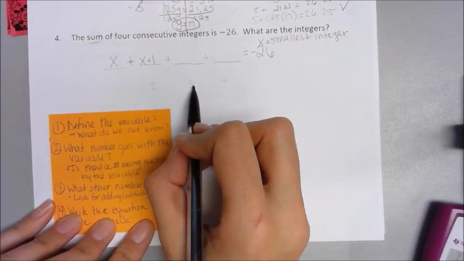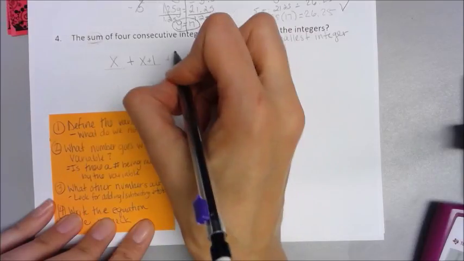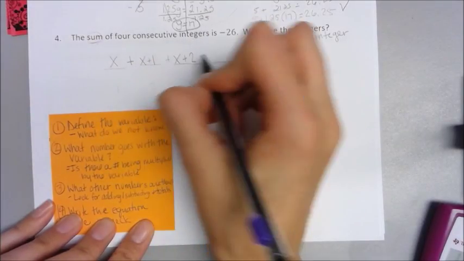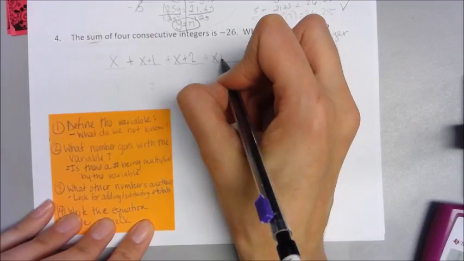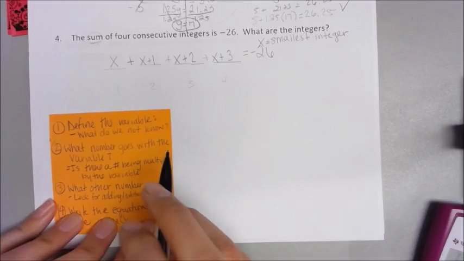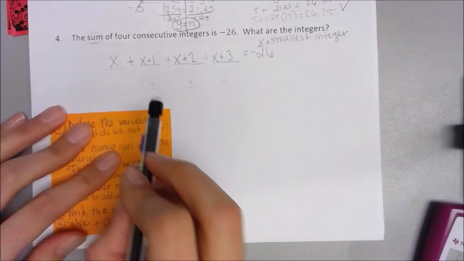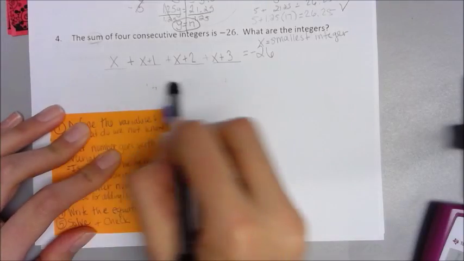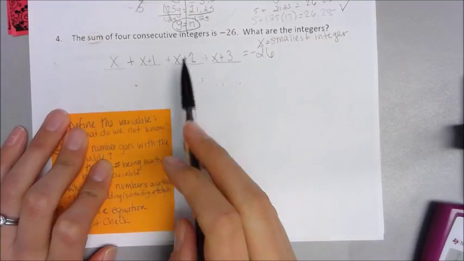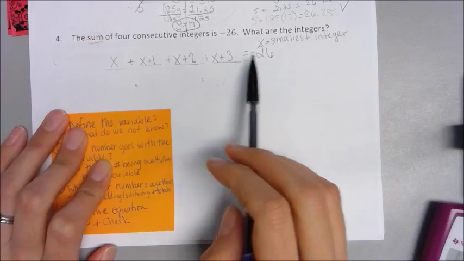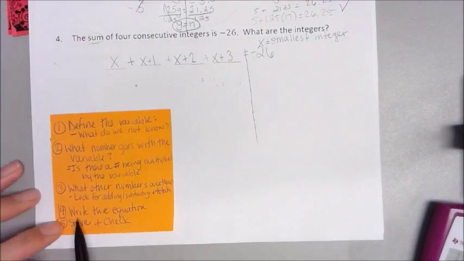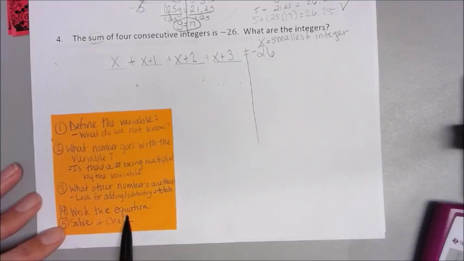And again, to get 3, I have to start with 1, and to get from 1 to 3, I have to add 2. And the same thing for 4, but this time I have to add 3. So now I have my expression. I know in order to find these 4 consecutive integers, I need to combine x plus 1 plus x plus 2 plus x plus 3, and that's going to equal negative 26 once I solve. So I've written my equation. Now I'm going to solve.